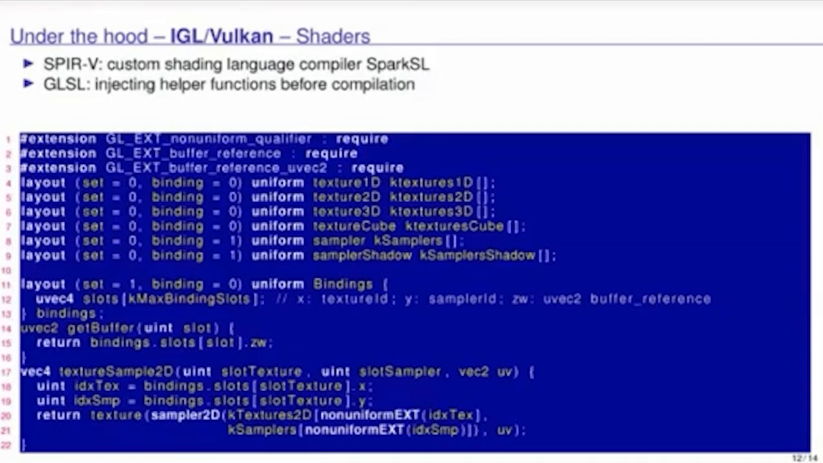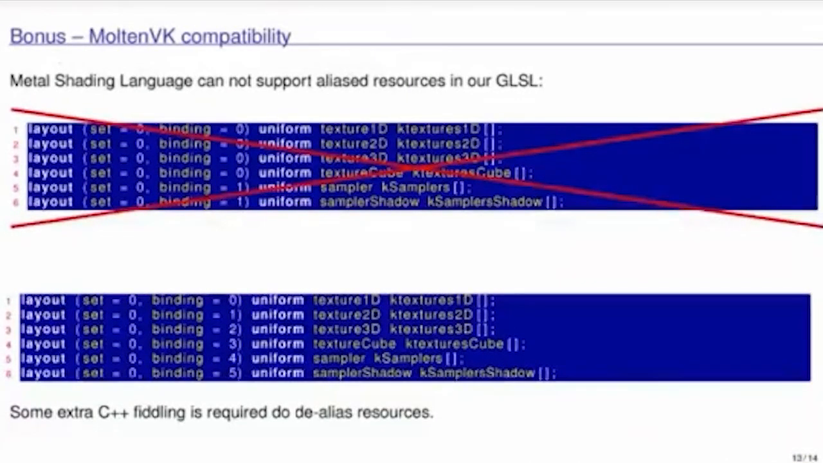And with that, we've finished our discussion on the implementation of our OpenGL wrapper and our OpenGL apps using Vulkan. And as a bonus, the approach outlined in this presentation is compatible with MoltenVK as well. The only limitation is that the Metal shading language does not permit aliasing of resources within a single binding point in the descriptor set.